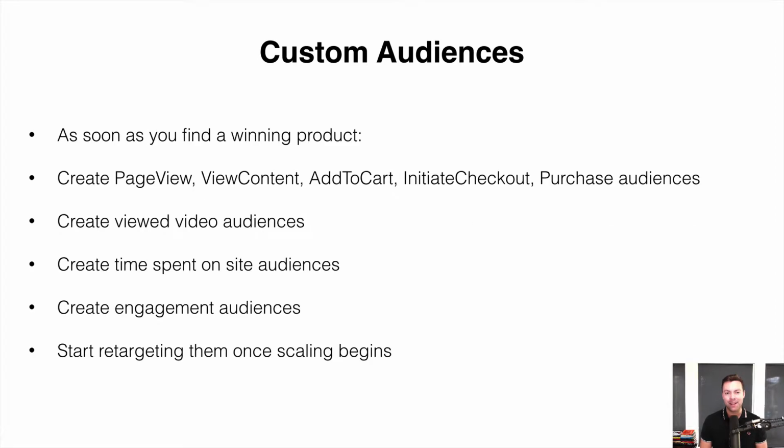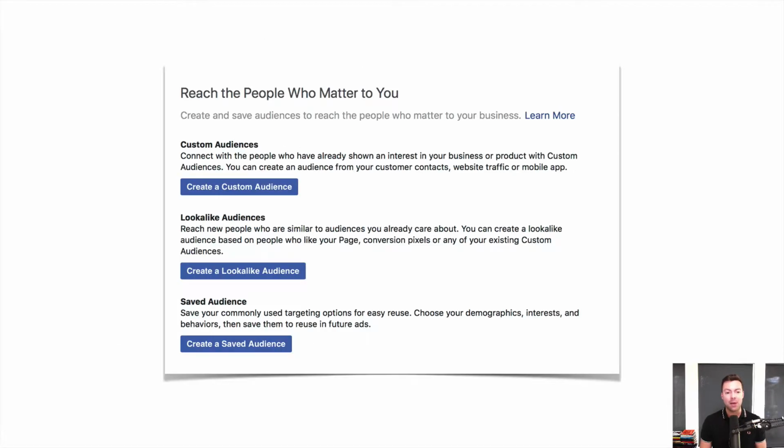It's highly effective. Now, let's jump into custom audiences a bit deeper. When you find a winning product, like I mentioned, you want to create the page view custom audience, the view content custom audience, the add to cart custom audience, the initiate checkout custom audience, and the purchase audience as well. Then you want to create viewed video audiences, time spent on site audiences, and engagement audiences, and start retargeting all of them once you begin scaling that winning product. And we're going to go through each and every one of these different audiences to explain how it all works.